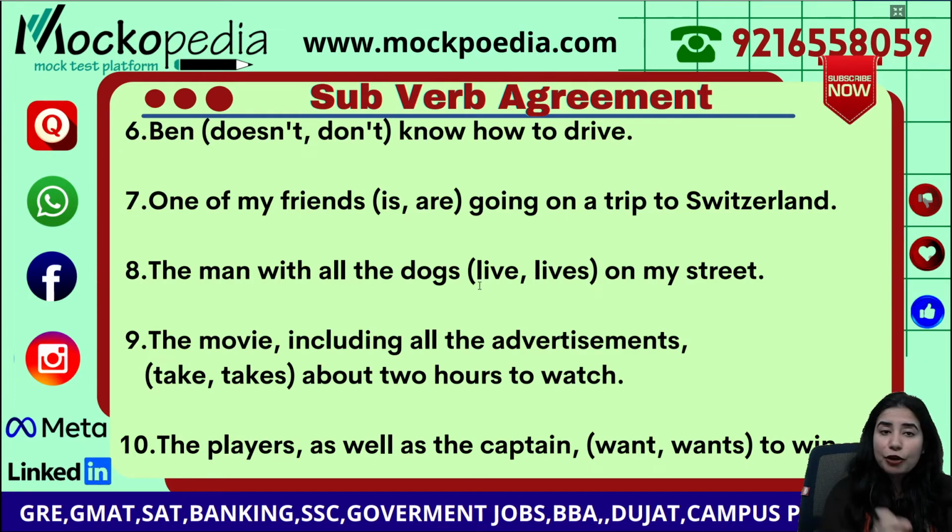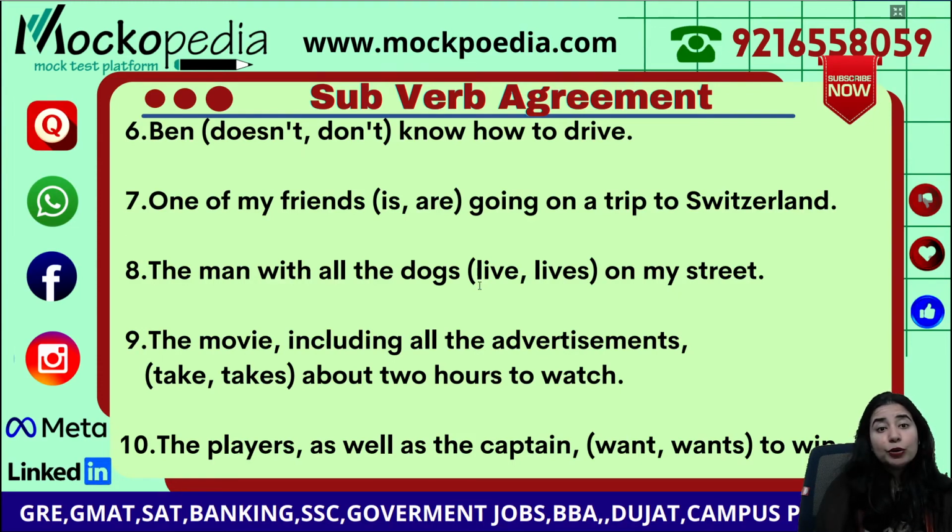One of my friends, you have to pick between is and are, going on a trip to Switzerland. Out of all the friends, you have one friend who's going, right? So the subject is singular and hence the verb is going to be is. I hope it is clear. You have so many friends. Out of all those friends, one is going, right? So we are talking about a singular subject. If it's a singular subject, then the verb is also going to be singular. So in that case, we are going to say that one of my friends is going on a trip to Switzerland, right?